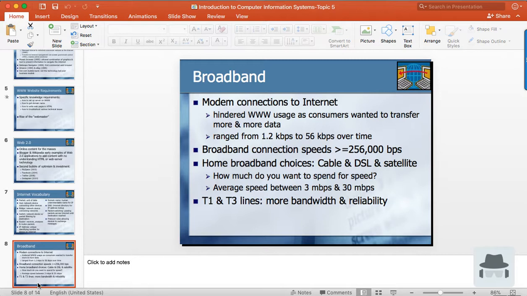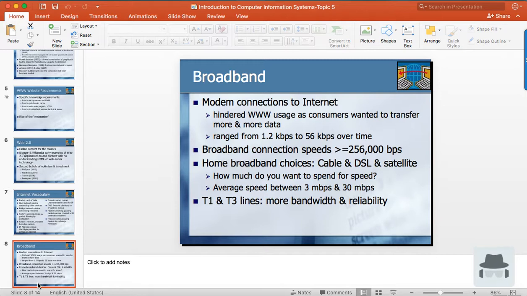Now what we see with broadband, which is really a network interconnection, up over 256 bits per second, which is pretty robust. Broadband can be implemented either through cable or DSL or satellite. So it can be implemented a couple different ways. The thing to always remember is that the characteristic of broadband is basically relatively high speed, greater than 256.